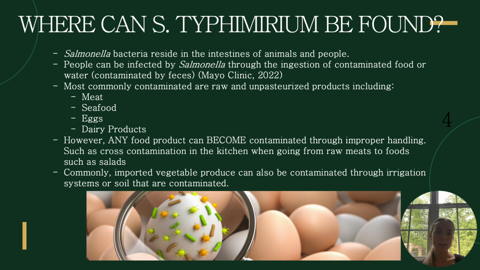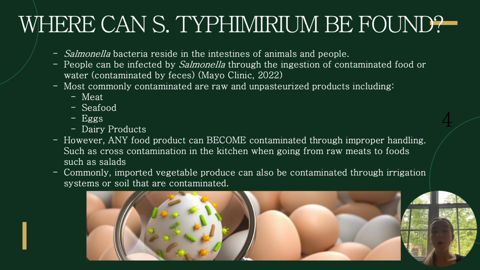Where can Salmonella typhimurium be found? So, Salmonella bacteria resides in the intestines of animals and people. People can become infected by Salmonella through the ingestion of contaminated food or water. This contamination is done by feces.